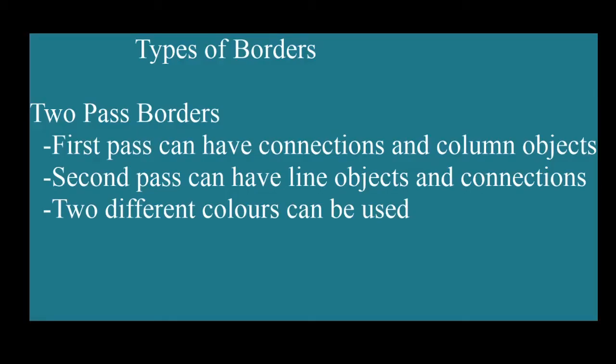The second type of border is a two-pass border. The first pass can have connections and column objects. The second pass can have line objects and connections. You can use a different color on the first pass and the second pass.